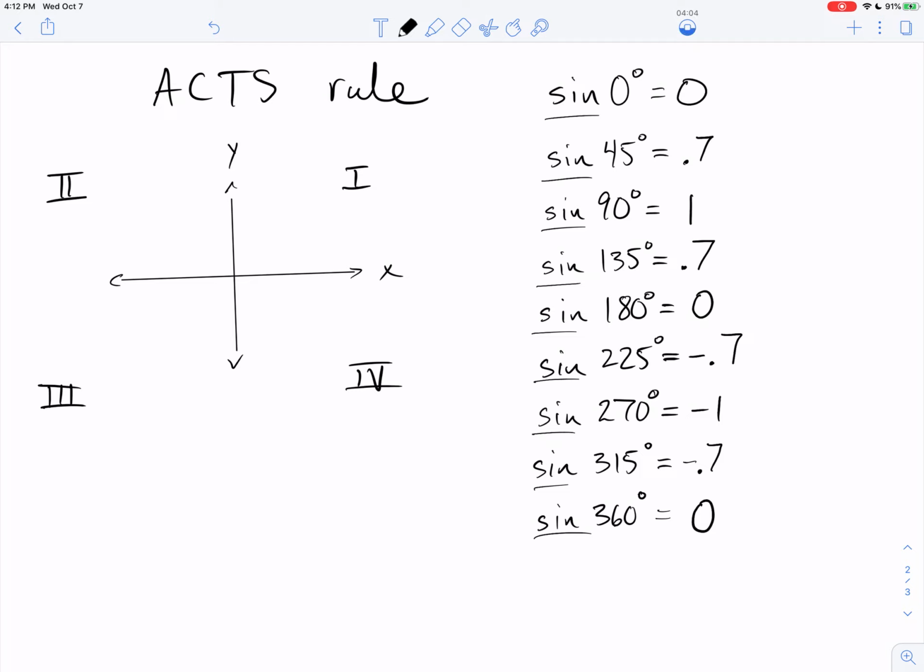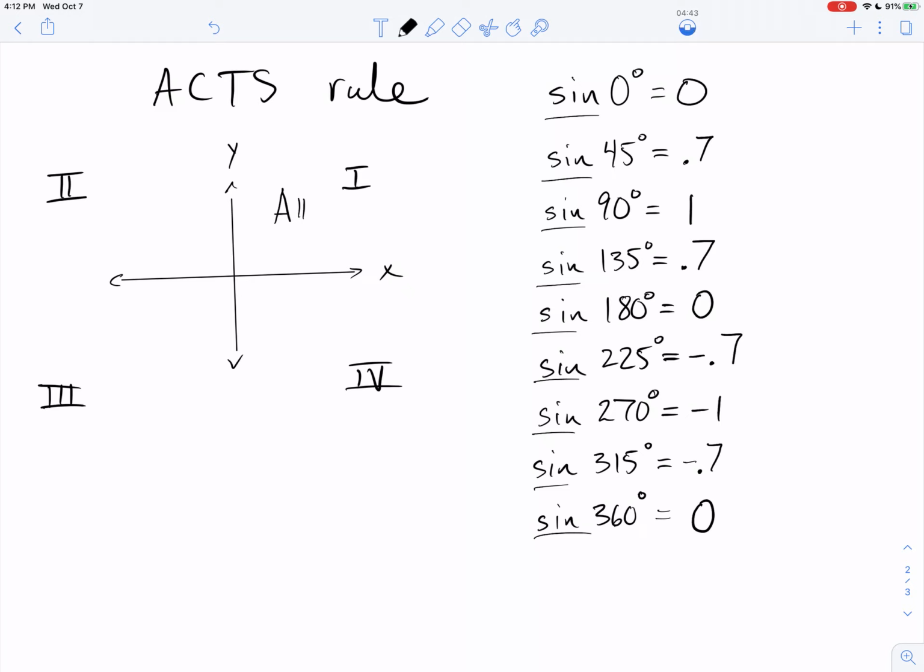Now, I'm not going to go through cosine. I'm not going to go through tangent. I'm just going to say, hey, look at the pattern for sine, and then we'll discover it because we have to revisit the ACTS rule. We have to come back to it again. But I just want to get the basics out. So in quadrant 1, all trig functions are positive. That's what the A in the ACTS rule is talking about. All trig functions are positive.